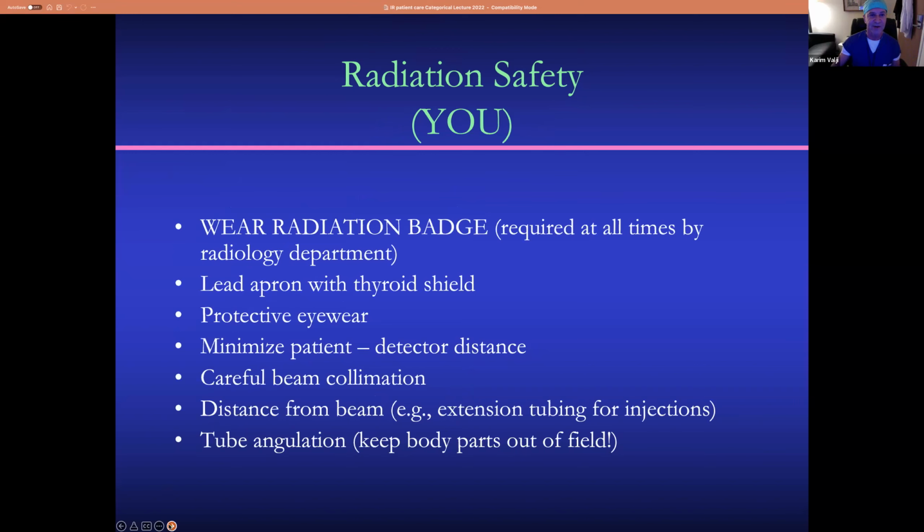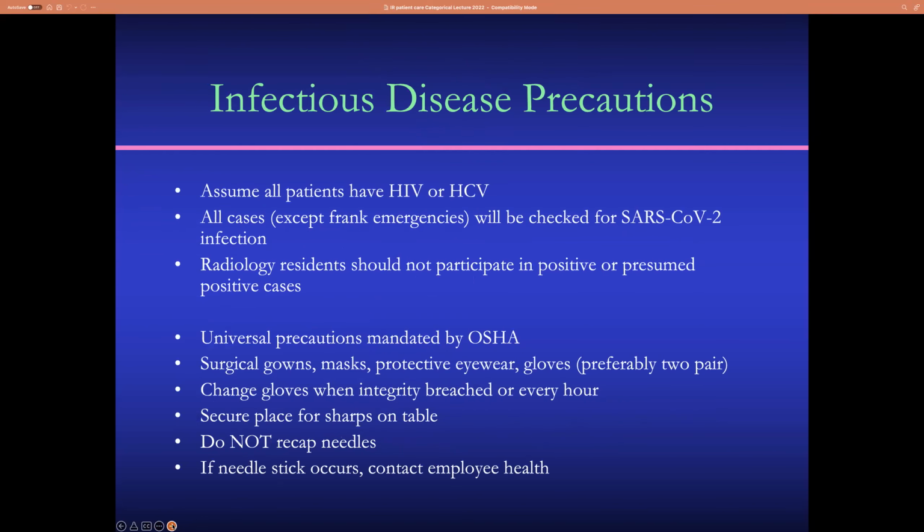Radiation safety for you: wear your radiation badge. I think you all know this. I don't need to remind you, but for those of you who are going to be doing fluoroscopy a lot, a lifetime of this, minimize the patient-detector distance, just make it a habit. Use careful beam collimation, keep your hands out of the beam, and stay away from the beam. If you're going to do injections in the room, then maybe get behind a lead screen, and use tube angulation to keep your body parts out. Hey, just don't blast a patient with radiation 2 centimeters above the skin.